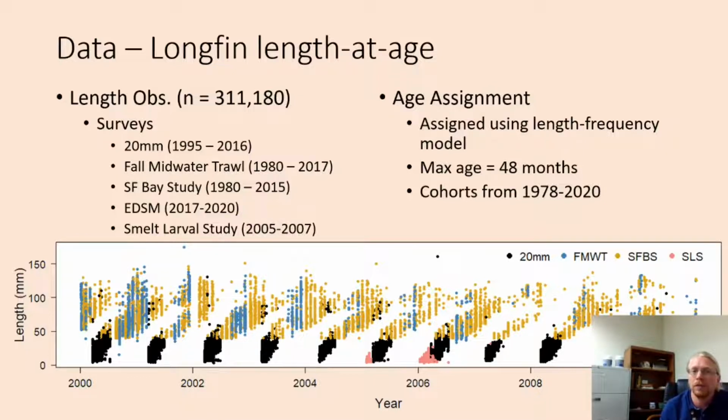And here in the figure on the bottom, we just have an example of some of the data that we had from roughly 2000 through 2010. And each of the different gears that we used are represented by a different color. And you can see with these patterns that there are clear demarcations between a lot of the age groups across a significant portion of their lifespan.